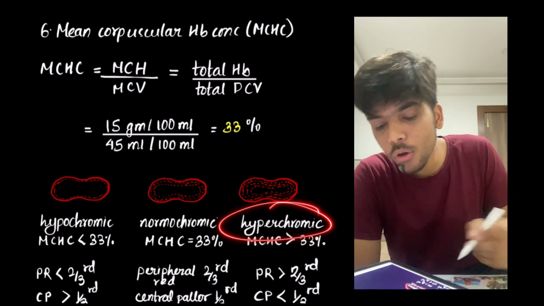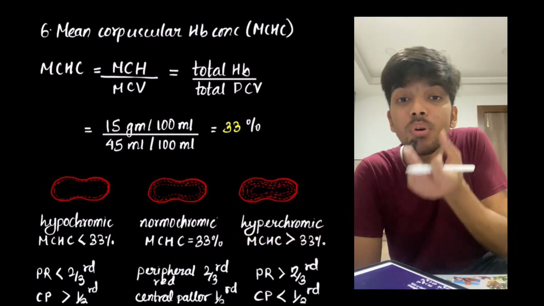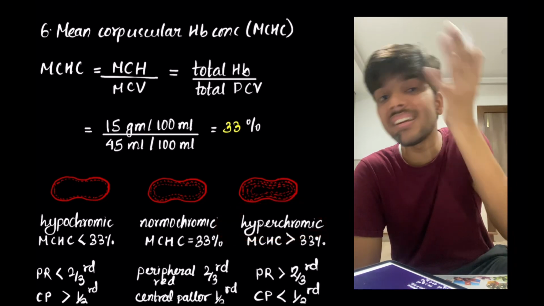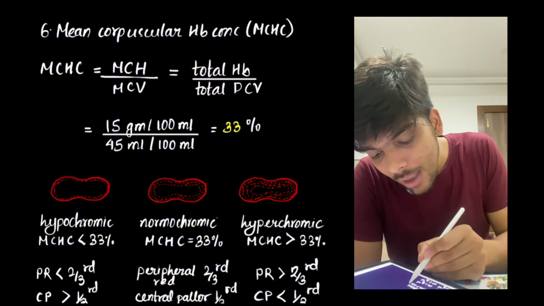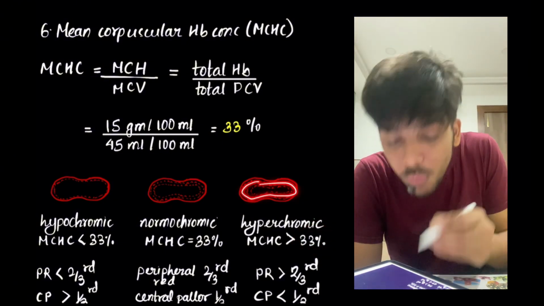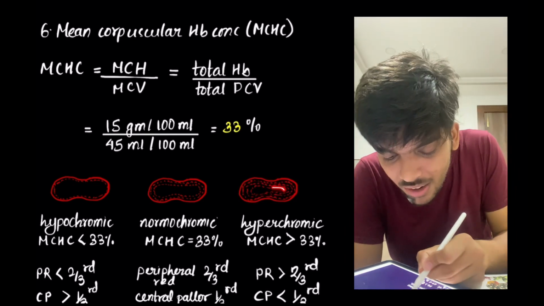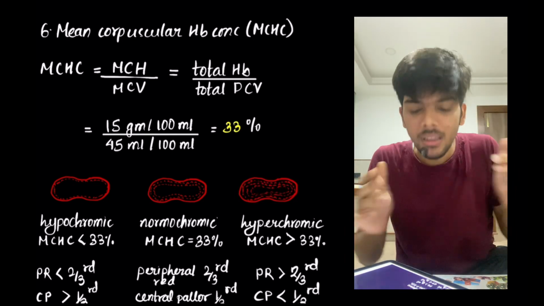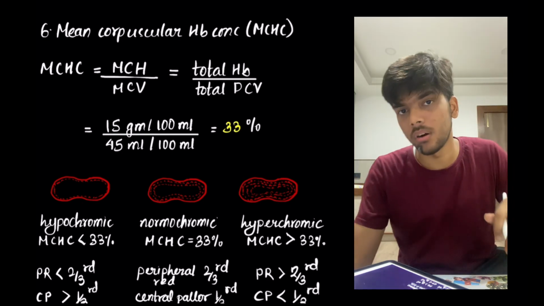Similarly, in hyperchromic, there is more hemoglobin for the same volume, more concentration of hemoglobin. So MCHC is going to be more than 33%. The peripheral red is going to be more than 2/3, and the central pallor is going to decrease, and it is going to be less than 1/3.